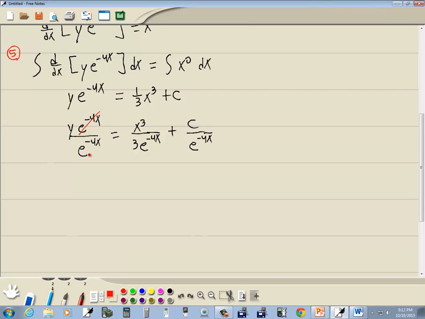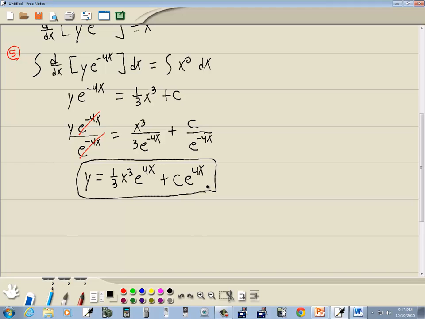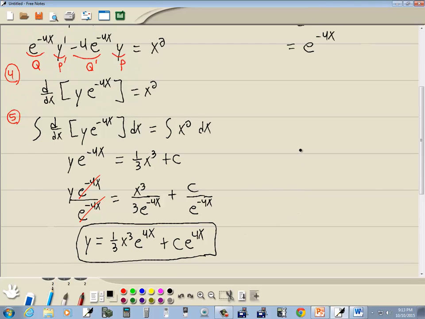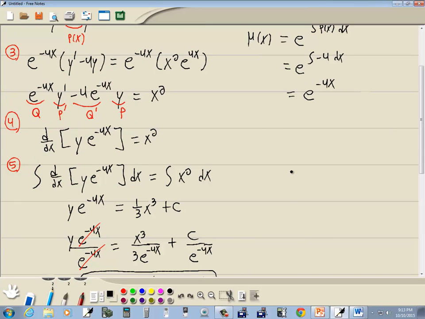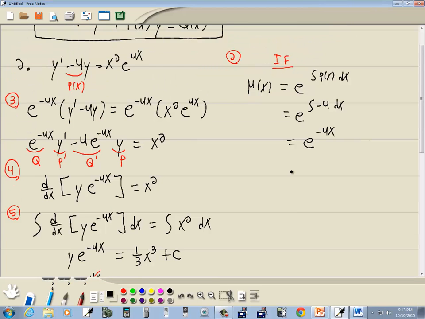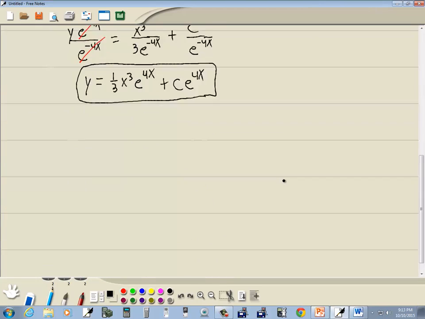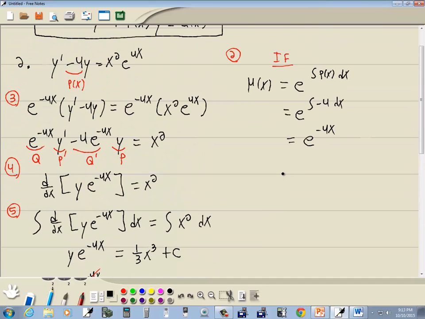Well, the e to the negative 4x's cancel. And we got y is equal to 1/3 x to the third. Now take that e to the negative 4x, move it up on top, and it becomes e to the positive 4x, plus c. I'll take that up on top and it becomes e to the positive 4x. And that would be our answer. I don't think I got enough room for the next one. So I'm going to go ahead and save that.